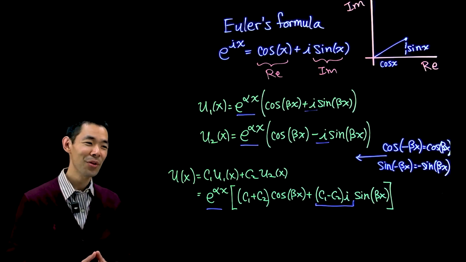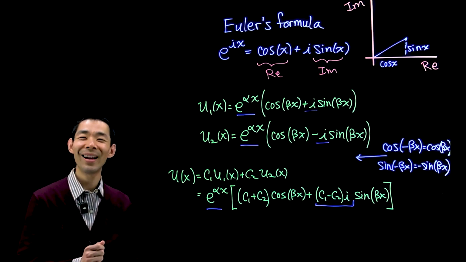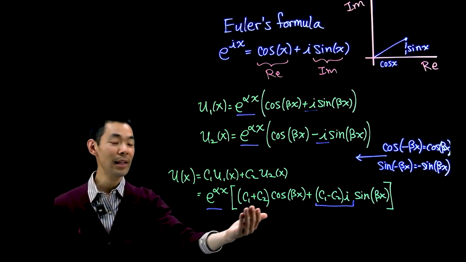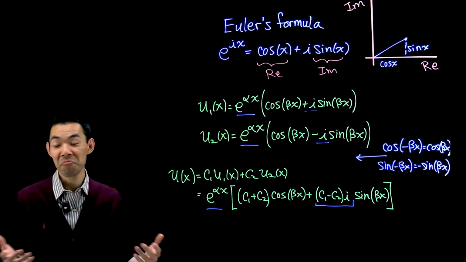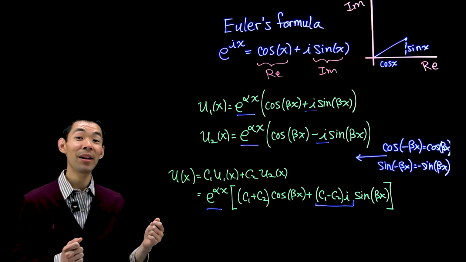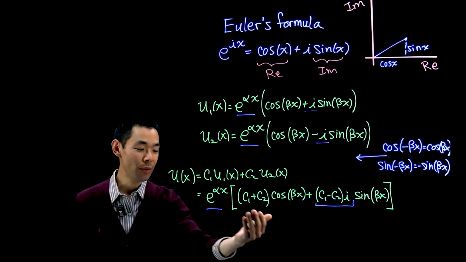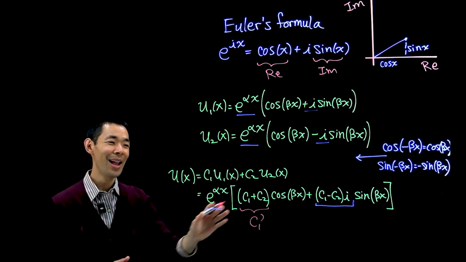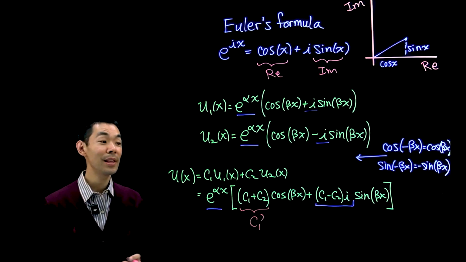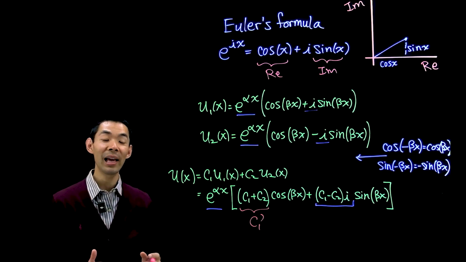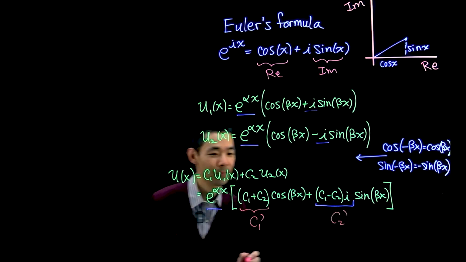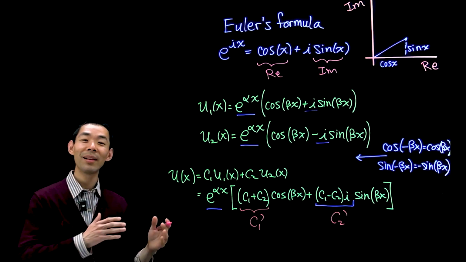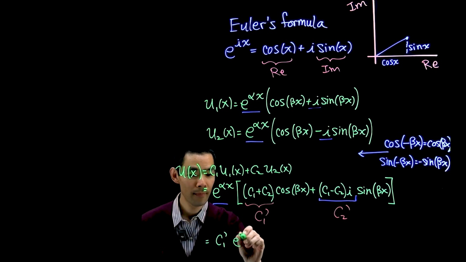Now, at this stage, we're going to redefine the constants into new constants, because c1 and c2 are both just numbers. They're just constants. So I can define a new constant, c1 plus c2, as c1 prime, and this other constant, c1 minus c2 times i, as another constant, just called c2 prime. So now, cleaning things up, let's rewrite our total solution.